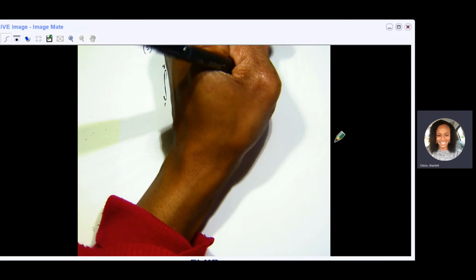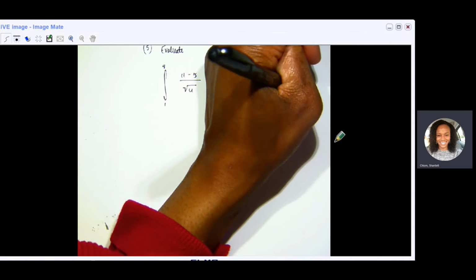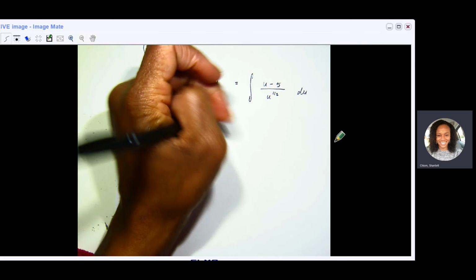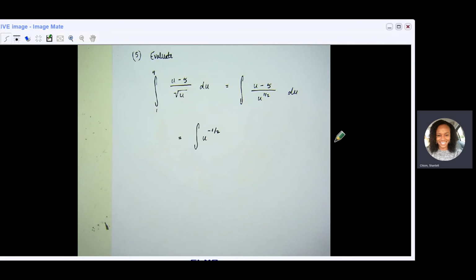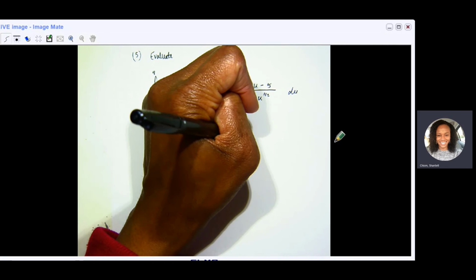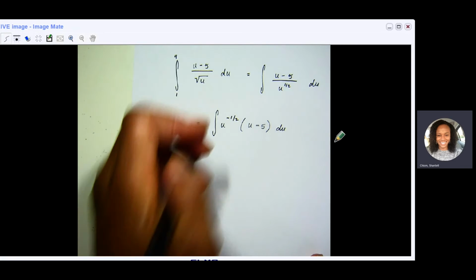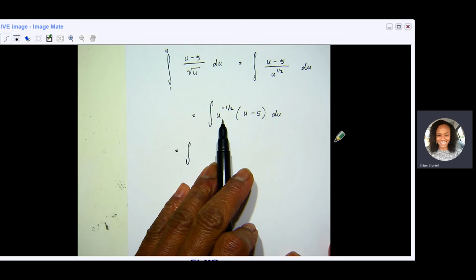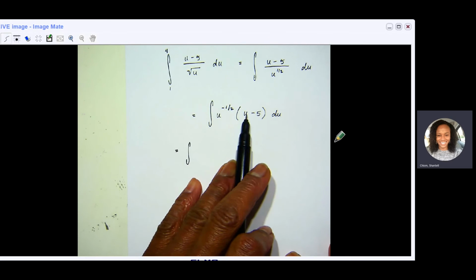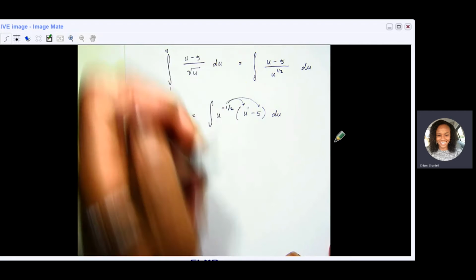So let's start with this. u minus 5 over u to the 1/2 power du. And then I'm going to take that u to the 1/2 power to the top, making a negative 1/2 power. And then I've got times u minus 5 du. Okay. Now we've got the integral of u to the 1/2 power. So I'm going to distribute this. So this is understood to be u to the 1.